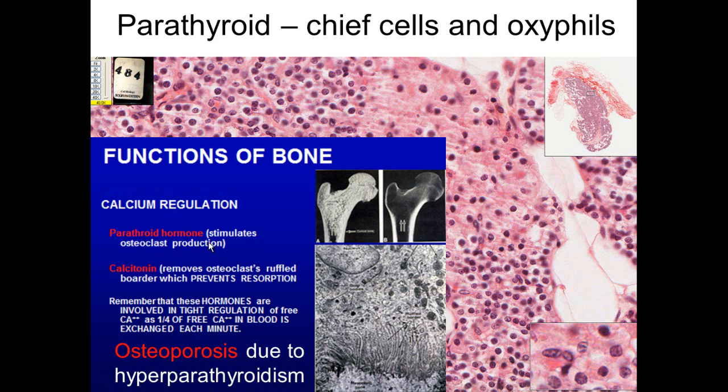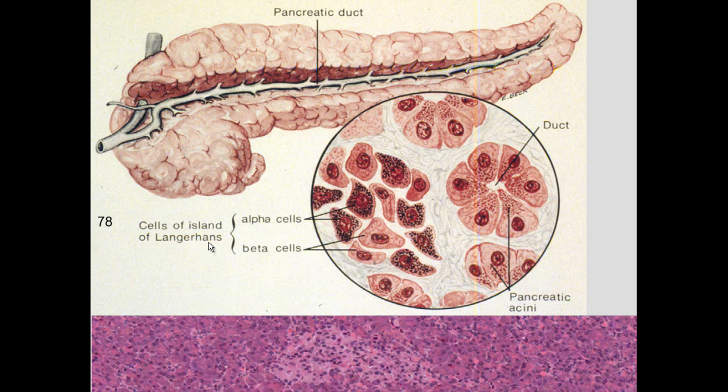In fact, there's a disease with too much parathyroid hormone, hyperparathyroidism. Osteoporosis is due to, or the weakening of bones and the elevation of calcium whenever you have that disease.